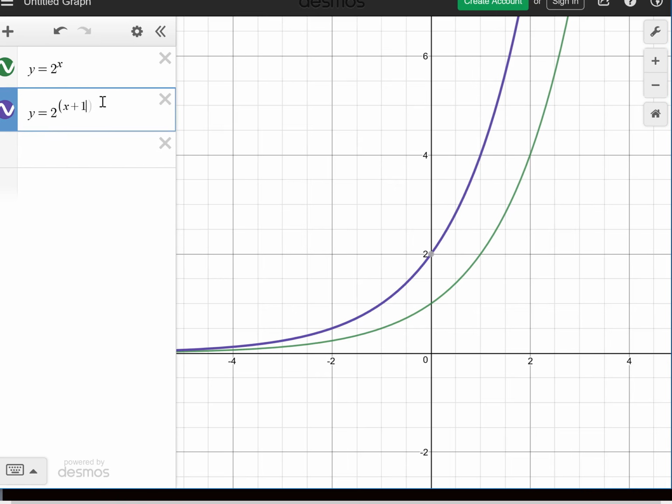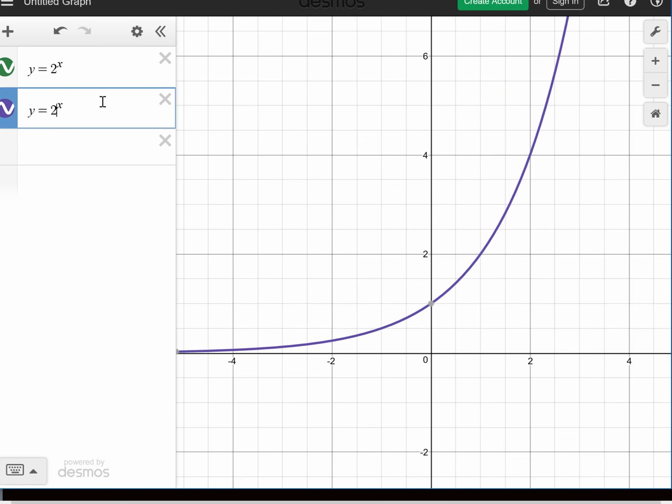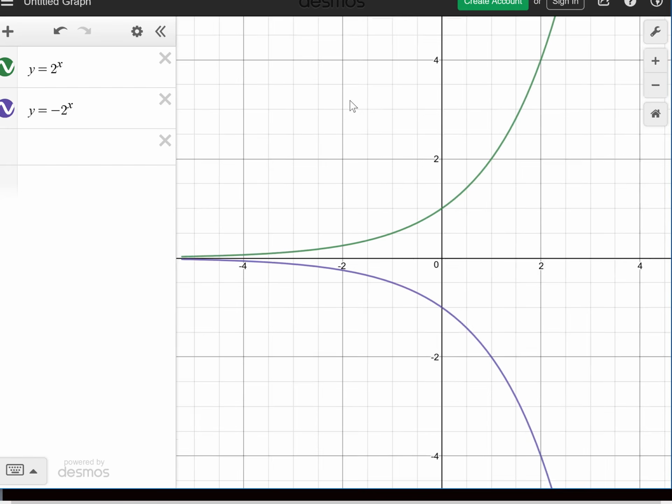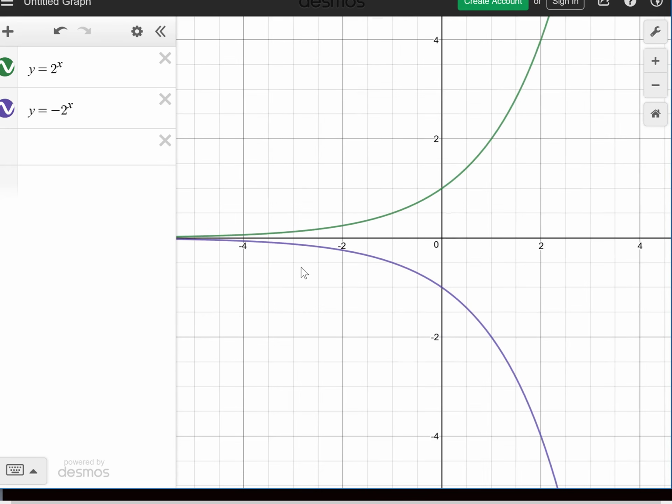And then, of course, if I put a negative in front of it, just like if I put a negative in front of x squared, that flipped my parabola. That's going to be a reflection about the x-axis. And again, this point right here is going to be reflected over now, and we have 0, 1.